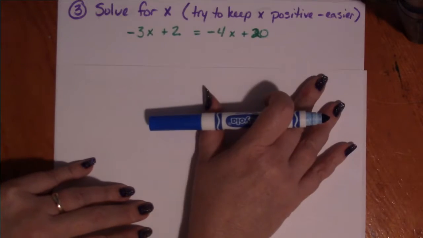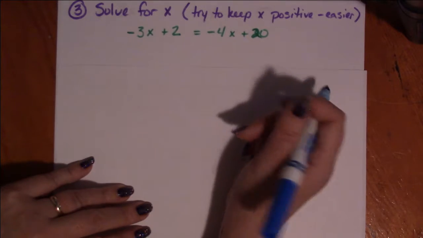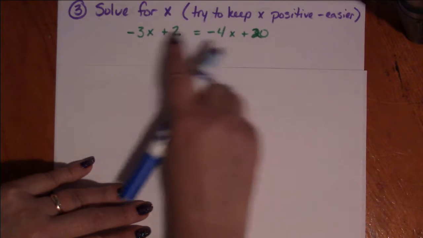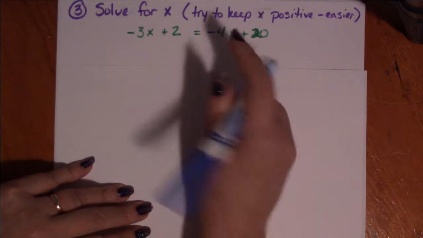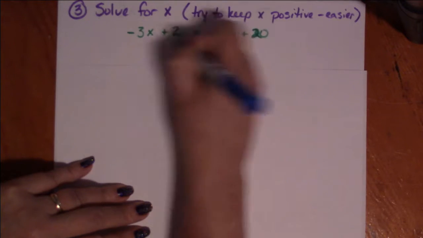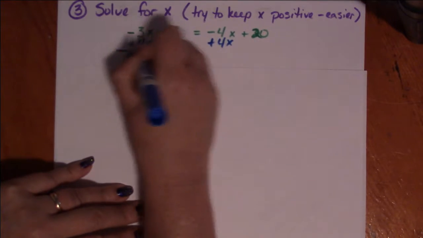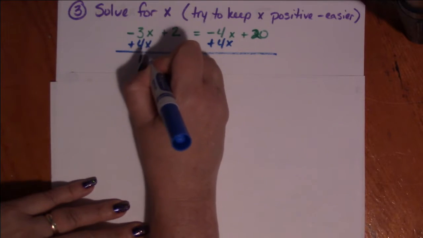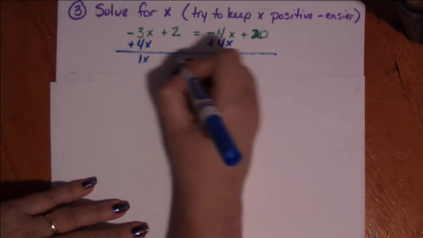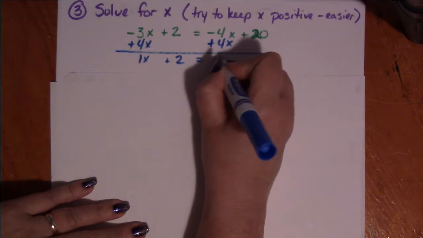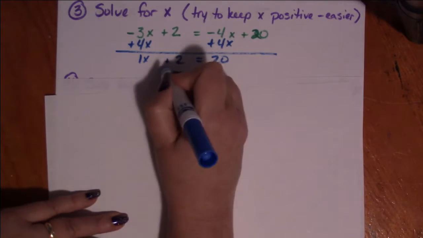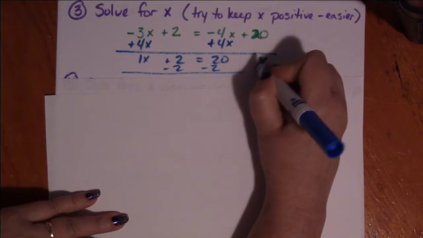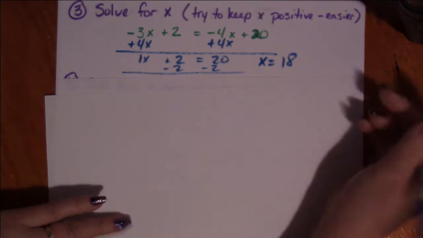So step 3 is going to be to solve for x. And you want to try and keep the x positive just because it makes everything easier. Here I have a negative 3x and a negative 4x. If I add 4x to both sides, that's going to give me positive x's on this side. So I'm going to end up with 1x here plus 2 equals 20, and I'm going to subtract 2 on both sides, and I'm going to get x equals 18.